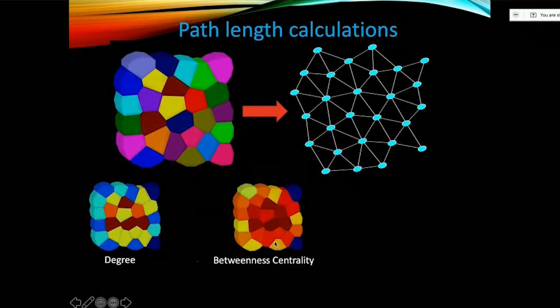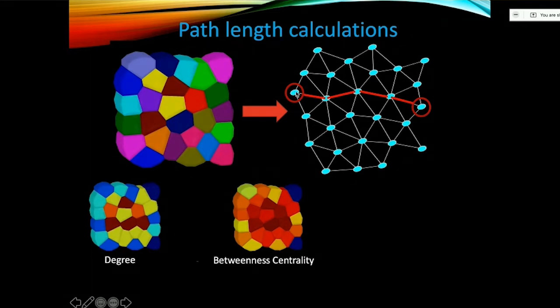Now, if we want to look at betweenness centrality, what we're looking at now is the number of shortest paths a node lies upon. So let's have a look at that. If we want to go from this node to that node, the shortest path is following these nodes here. Because we are going from here to here, these 3 nodes get a score of 1 because they're lying upon the shortest path between these 2 other cells. And then if we go from here to here, this is the shortest path. Now this node has a score of 2 because it lay on the shortest path between these 2 and now between these 2.